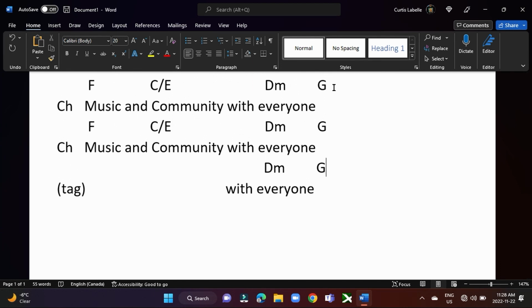All together. On C as we end. That's a pretty nice little song we have here. This is actually quite exciting. I'm quite pleased with it.